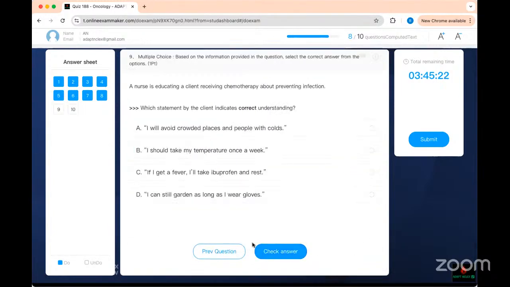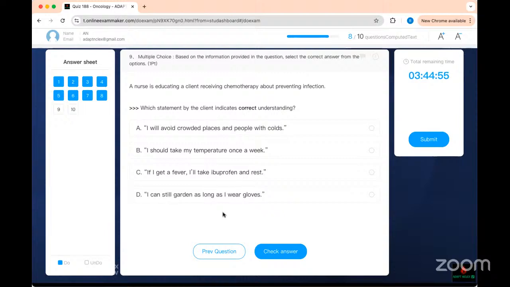Which statement by the client indicates correct understanding? Same thing. This is educating a client receiving chemotherapy about preventing infection. This one is avoiding crowds, right? I should take my temperature once a week. Is it okay? If I get a fever, I will take ibuprofen. Is it okay? I can still garden as long as I wear gloves. What do you think?